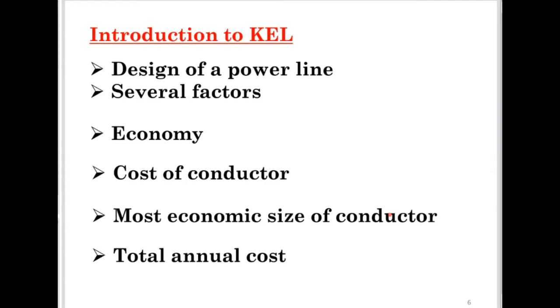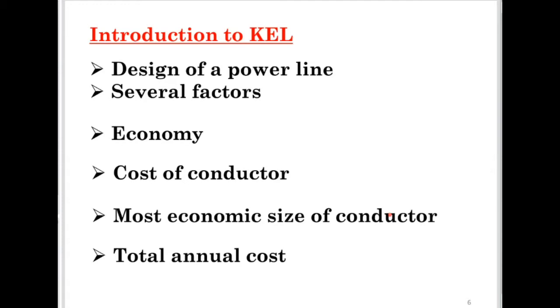When we're talking about that, many other factors come into the scenario. If I buy a conductor, that conductor will have a certain diameter or cross-sectional area. According to that diameter or cross-sectional area, the conductor will be capable of carrying a certain amount of current or power. So once that is happening, other things are also happening.